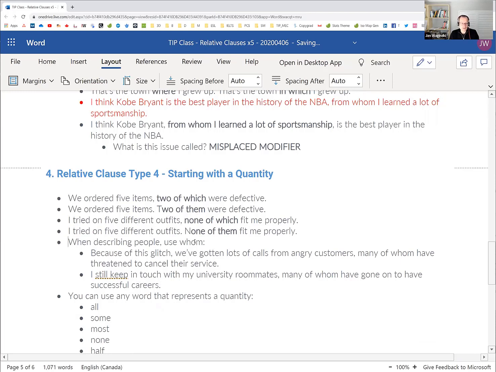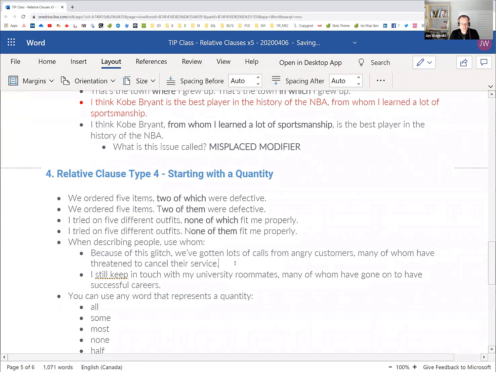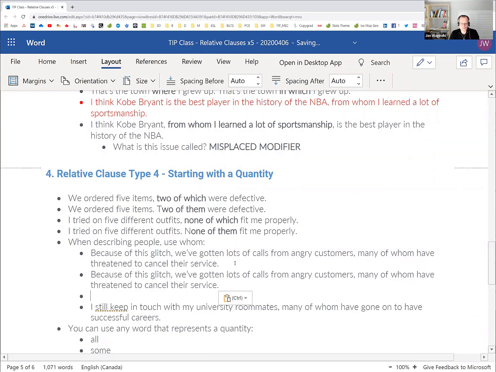And when describing people, use whom. Because of this glitch, we've gotten lots of calls from angry customers, many of whom have threatened to cancel their service. So following the same pattern, what would be the simple sentence version of this?